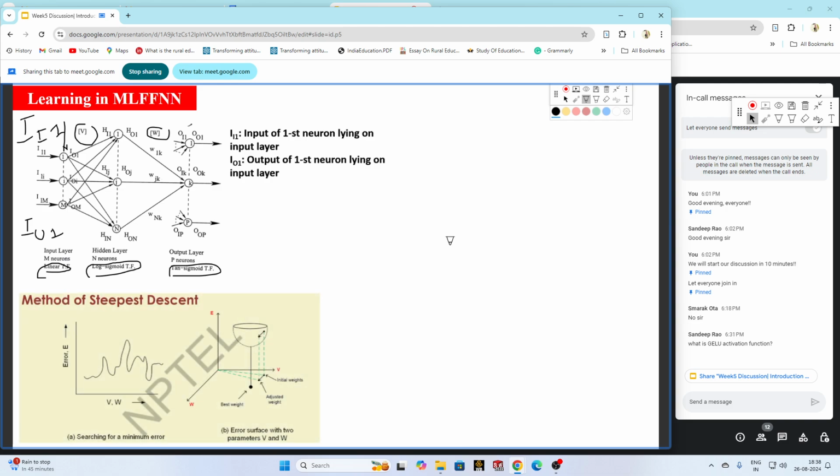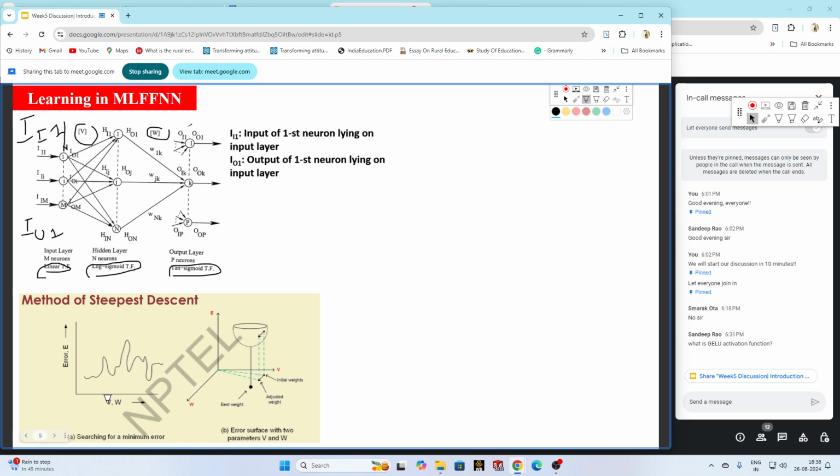The neural network learns by updating the weights. This V and W, these are the two sets of weights, right? So our neural network can learn if it can update this V and W. That is how our neural network learns.